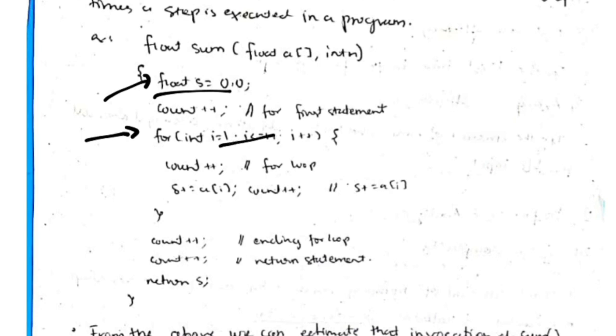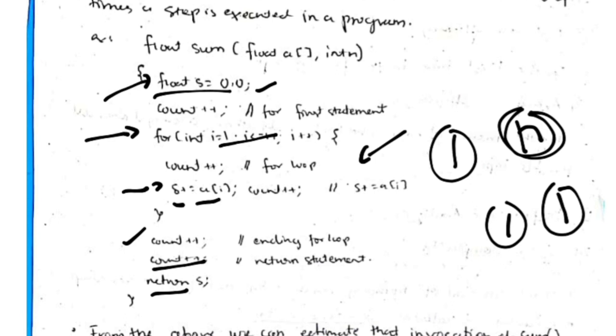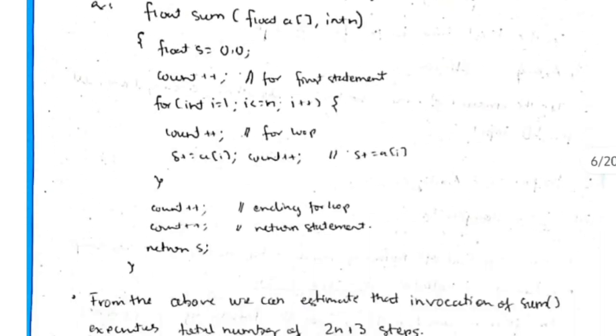N times you're running. So n times means for each run you will have to calculate s plus equals a of i. So for each iteration you will be doing one step, so for n iterations you will be doing n steps. So here one step and n steps here, and finally you will be ending the for loop, one more step here, and the last one is the return statement, return s. So that is one more step. So how many steps are executed? N plus 3. These are the total number of steps executed. So that gives us the time complexity of the function.